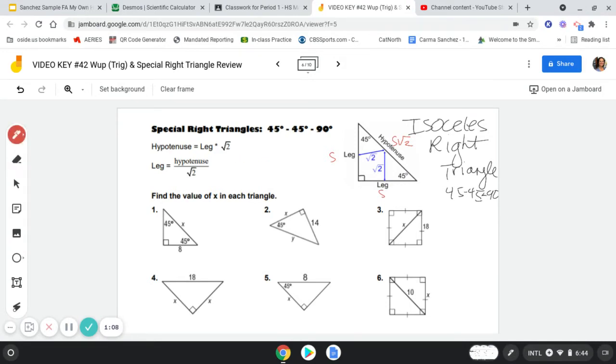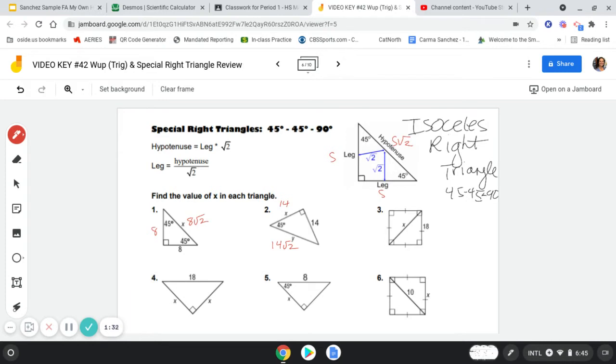So looking at number 1, here's a nice basic one where they gave us the side length of 8. So we know the other side length is the same, and we know that the hypotenuse is the side length root 2. Done. Over here, they gave us a side length of 14. So my other side length is 14, and my hypotenuse is 14 root 2. Done.